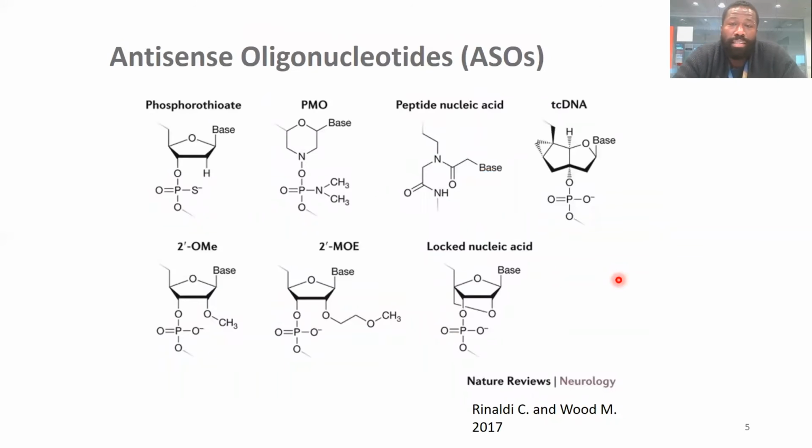The other thing with antisense oligonucleotides is that because they are synthetic, they're man-made, we can change the backbone of them. So rather than it being DNA itself, we can make them a bit more like a hybrid DNA.